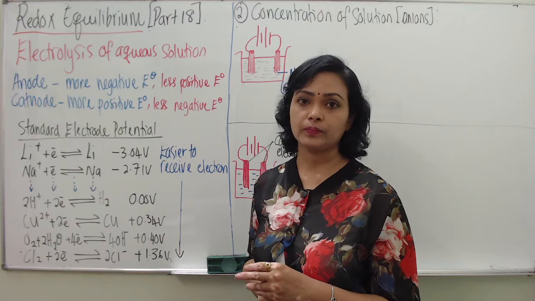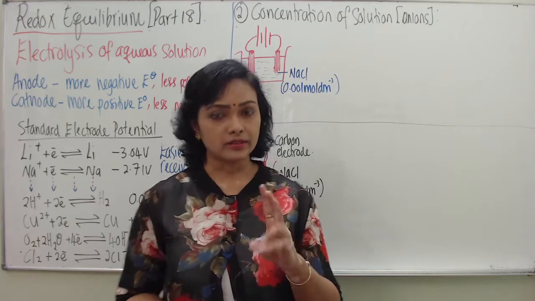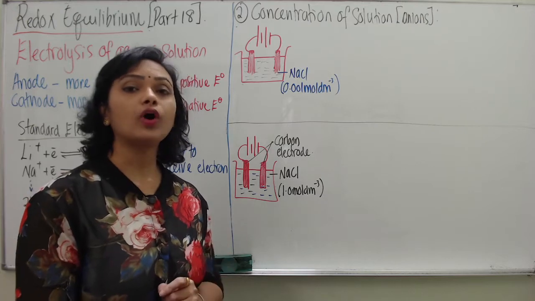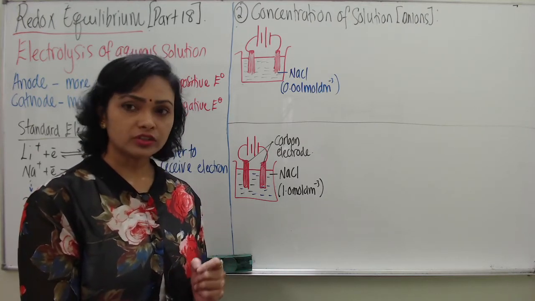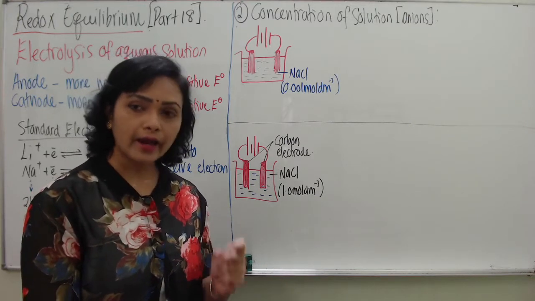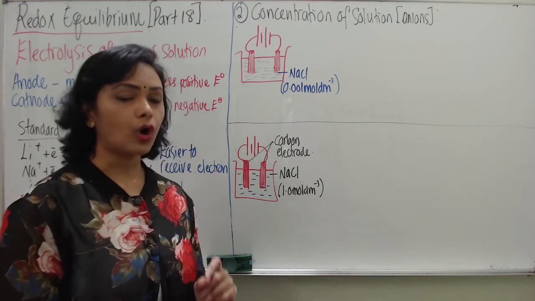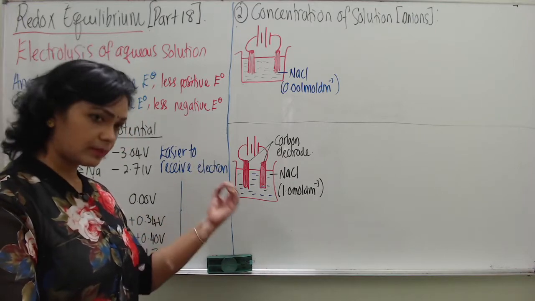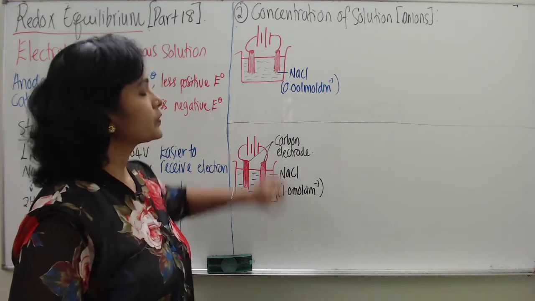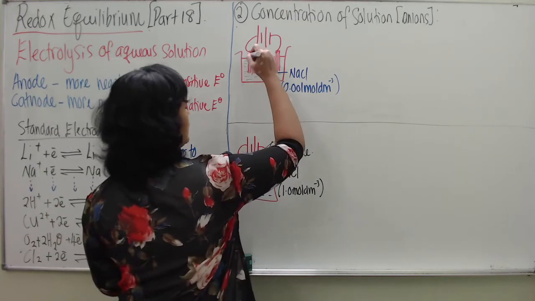Now, without further ado, let's look at two examples where students can see how concentration of aqueous solution will affect the product at anode, depending on the concentration and sometimes the standard electrode potential difference. Okay, so let's start. Look at the setup of apparatus. Of course, this is using carbon electrode.